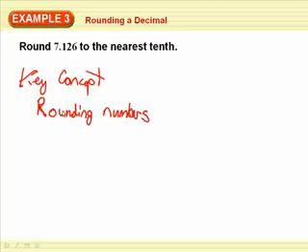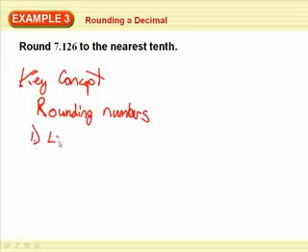So when you round numbers, it says in the key concept box, to round a decimal to the given place value, look at the digit in the place at the right. If the digit is less than 5, round down. If the digit is greater than 5, round up. So let's write this as steps.